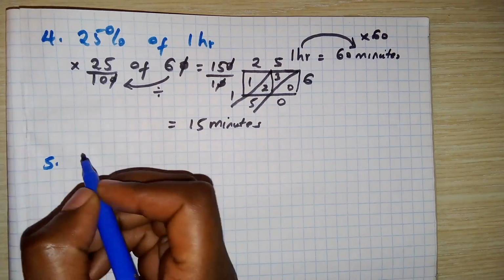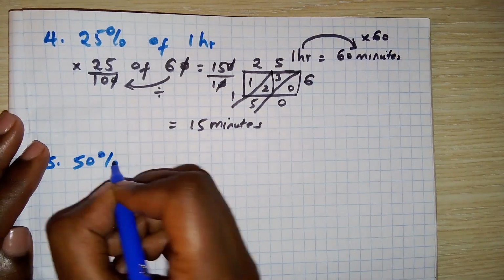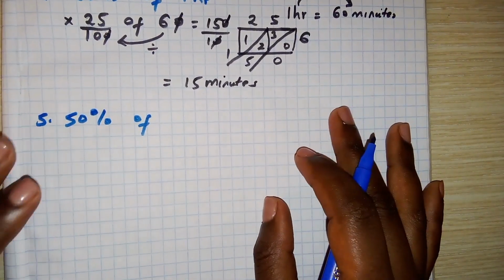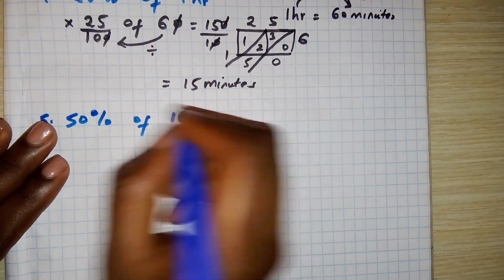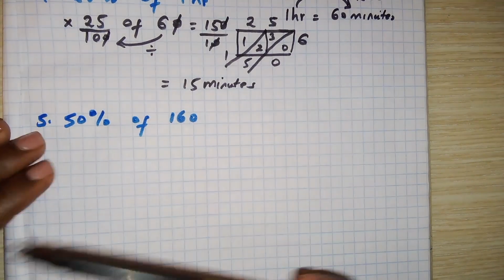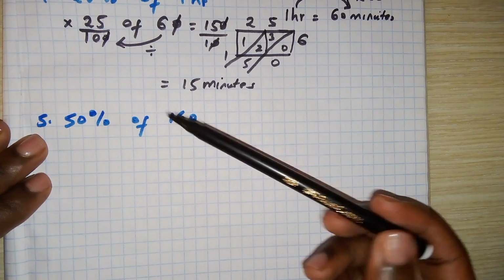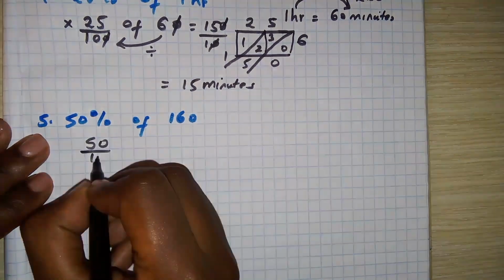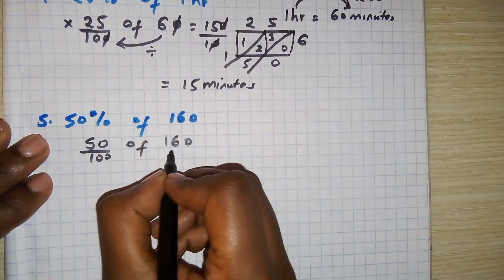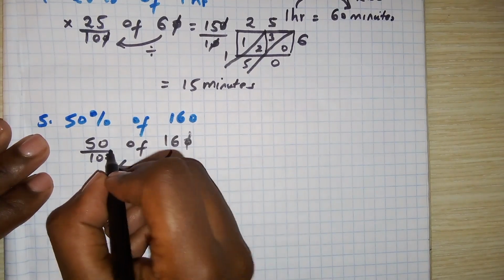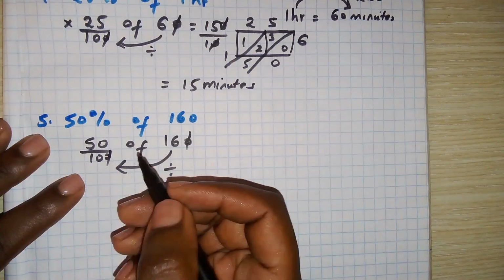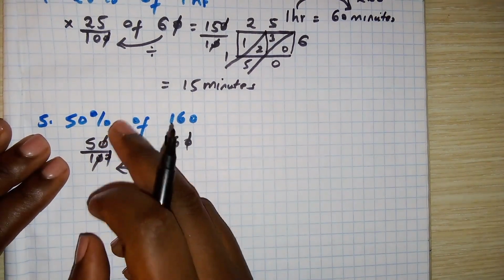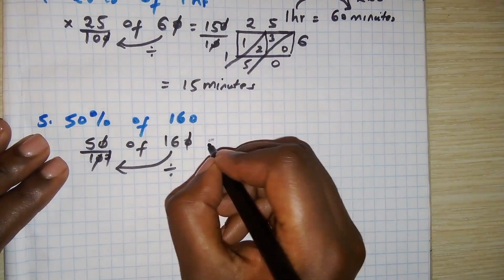Okay. Number 5, we have 50% of 160. So 50%, by looking at this, I know the answer would be 80 because 50% is the same as a half. But let's see, so 50 all over 100 of 160. Divide, so cancel the 0 with that 0, ignore that 0 for now. Or you can do this 0 with that one. That one is also allowed because you're cancelling up and down. Then now we do 16 times 5.